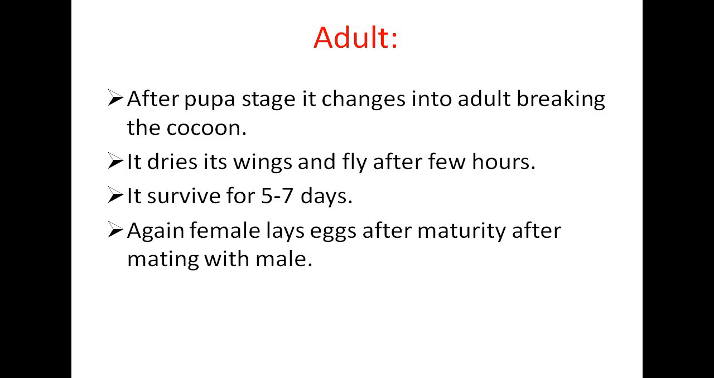It dries its wings and flies after a few hours. Within a few hours, it will be ready to fly. After it reaches the adult stage, it survives. That means the silk moth or the silkworm survives for 5 to 7 days. And again, mating takes place between male and female after maturity, and the female lays eggs, whereas the male dies immediately after mating.